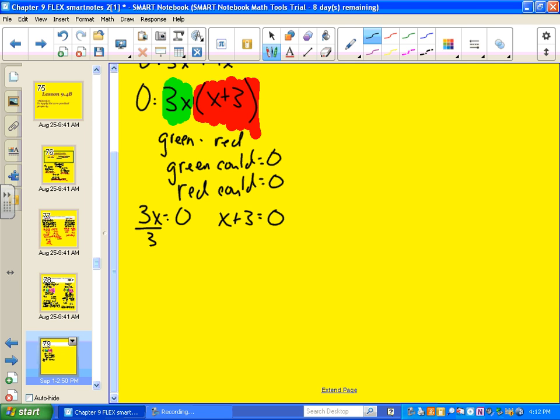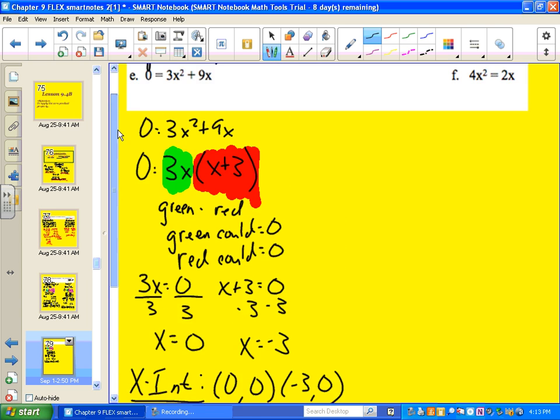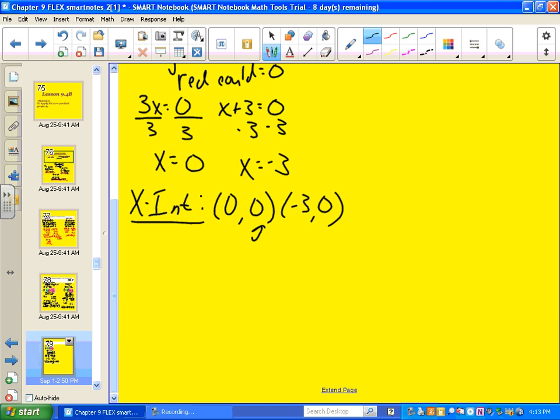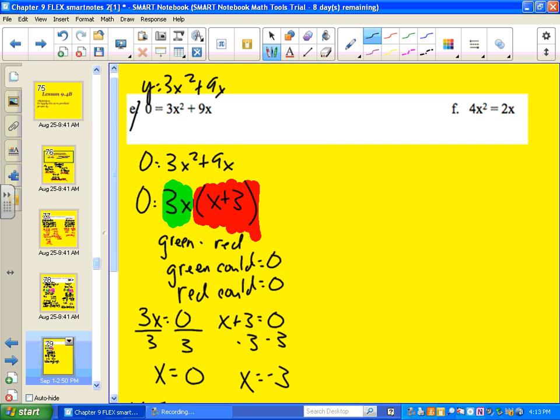On the left-hand side, divide by 3, and we get x equals 0. Subtract 3, and we get x equals negative 3. Writing your answer as an x-intercept, we have (0, 0) and (negative 3, 0). And remember, we write these zeros for y because we substituted 0 in for y right here, at the beginning of the problem.